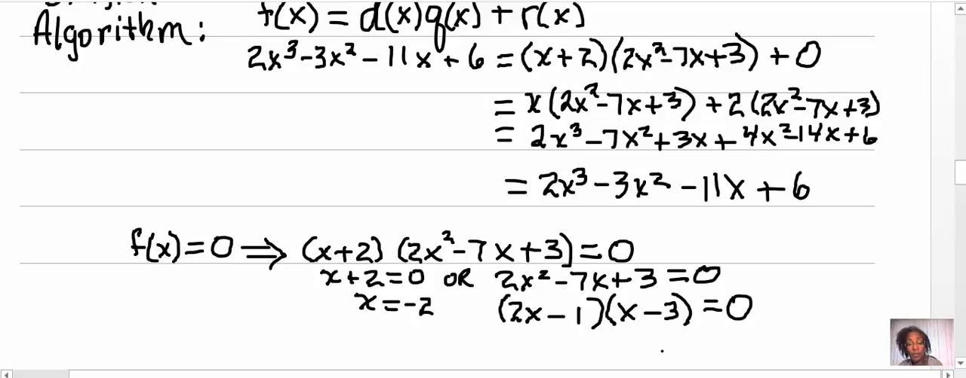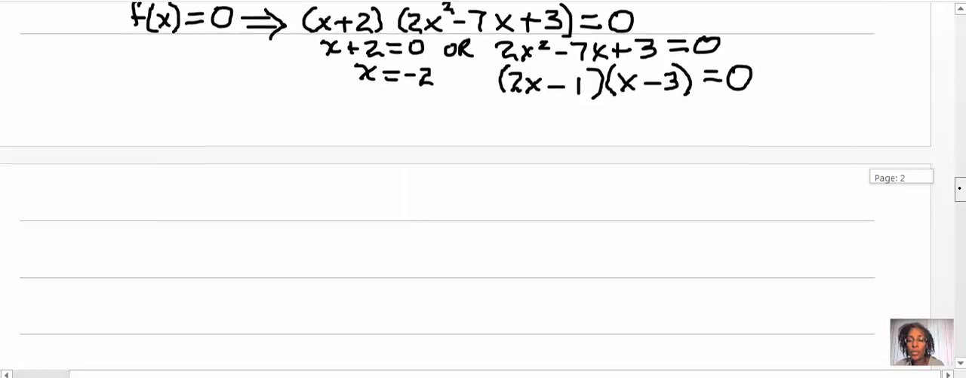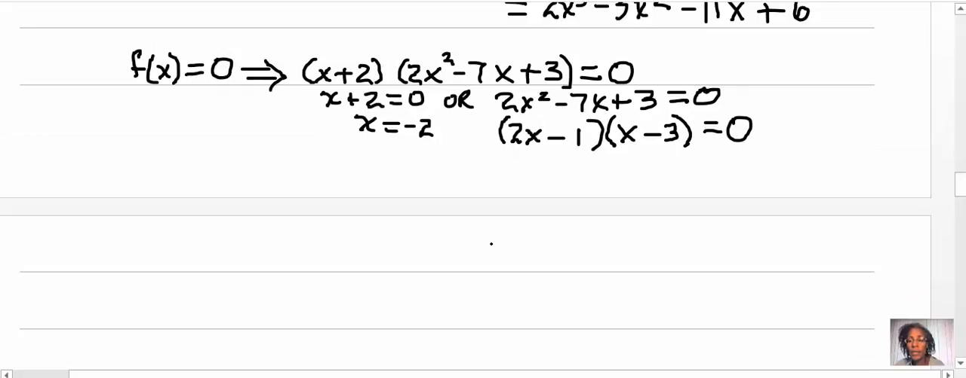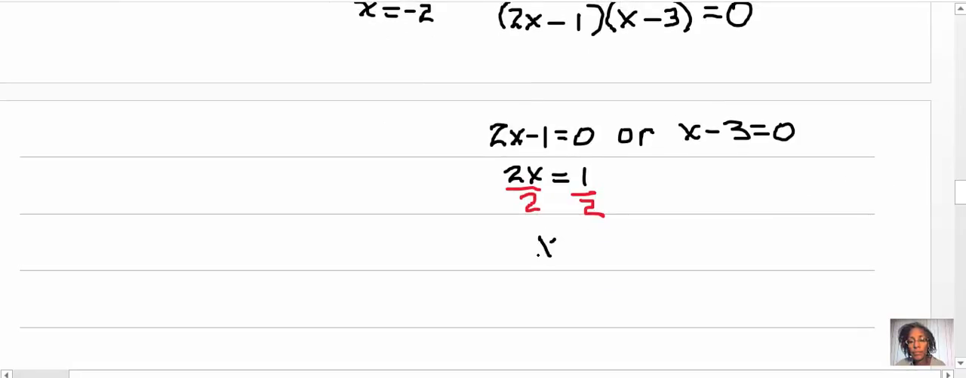And I can also use the quadratic formula to solve this. So you essentially have at your disposal whatever method you prefer to use. So it turns out that 2x minus 1 needs to be 0, or x minus 3 needs to be 0. And this is how I'm going to get the other solutions. So add 1 to both sides to get 2x equals 1. Divide both sides by 2 to discover that x equals 1/2. So that's one of my solutions. Another solution comes from adding 3 to both sides of x minus 3 equals 0 to get that x is equal to 3.